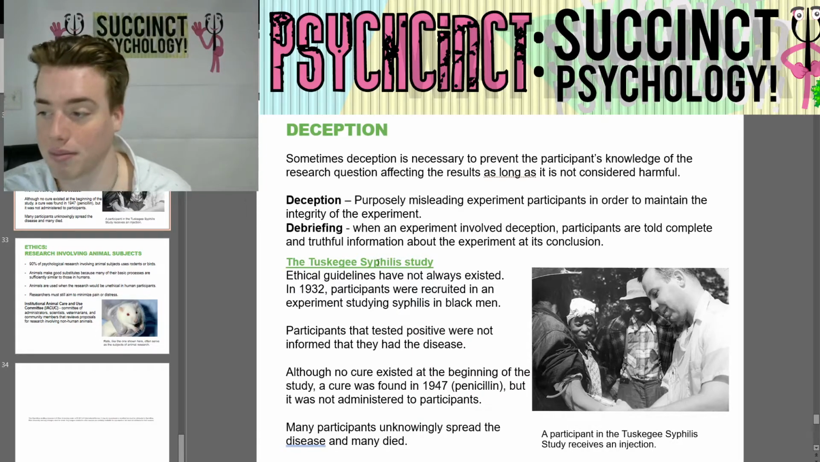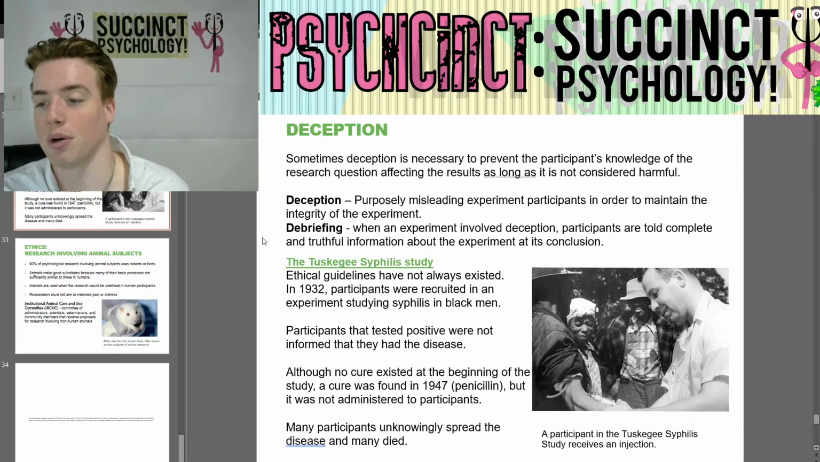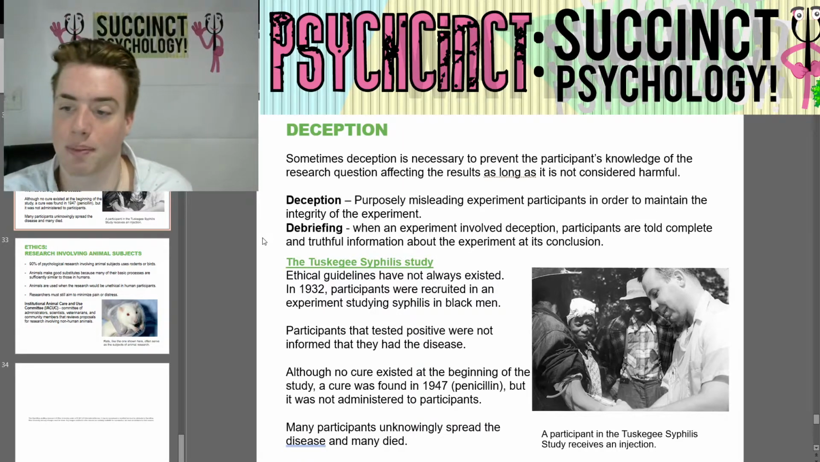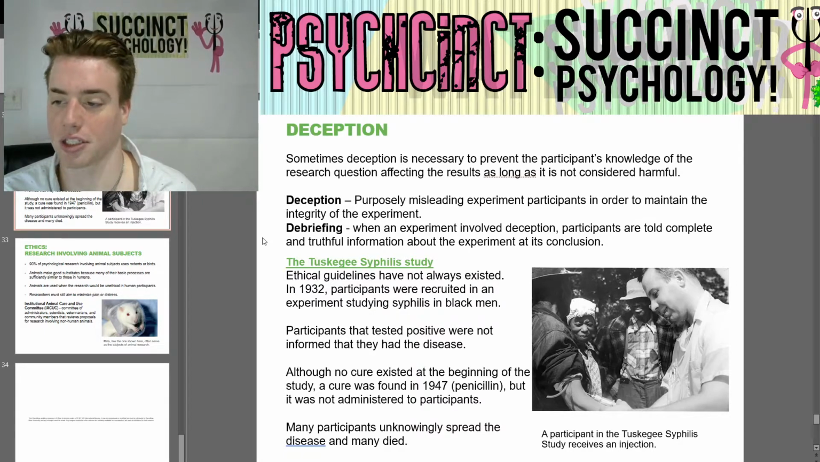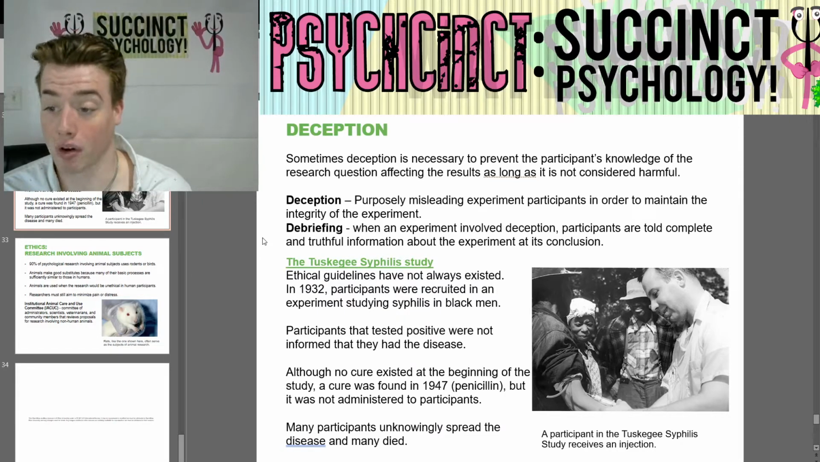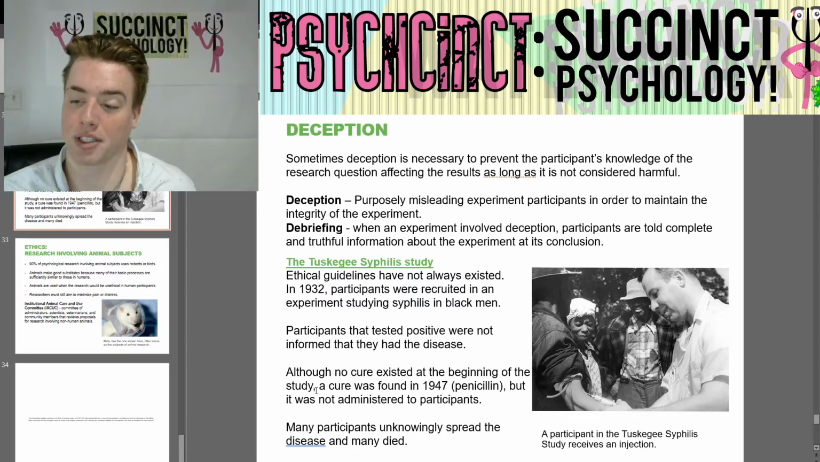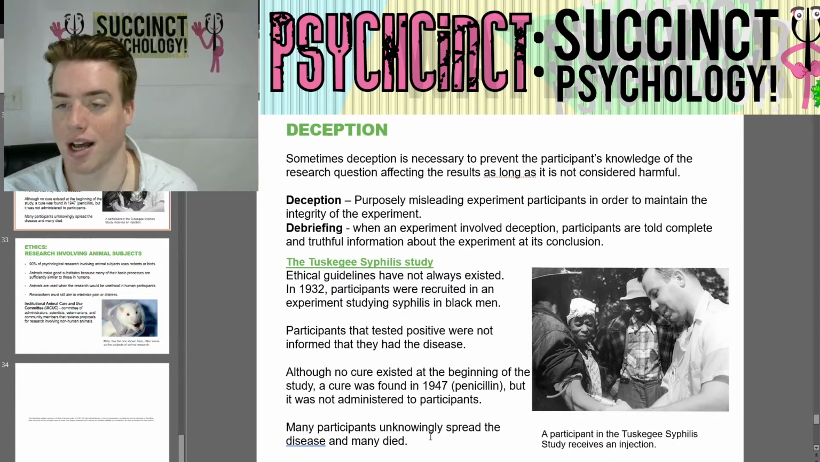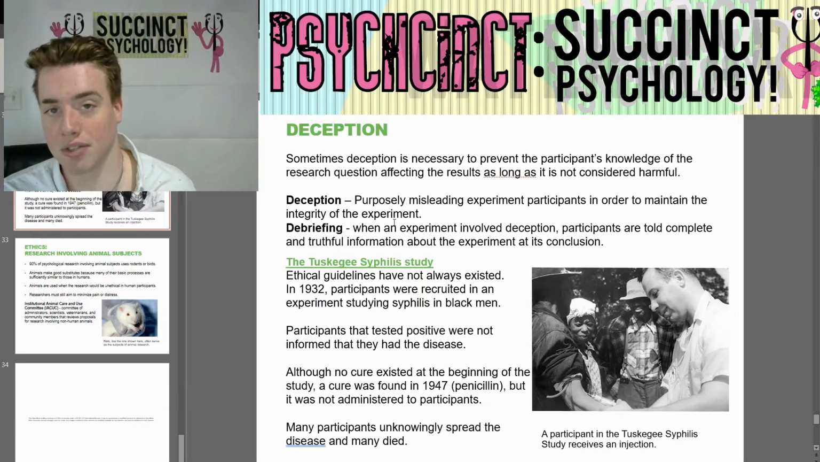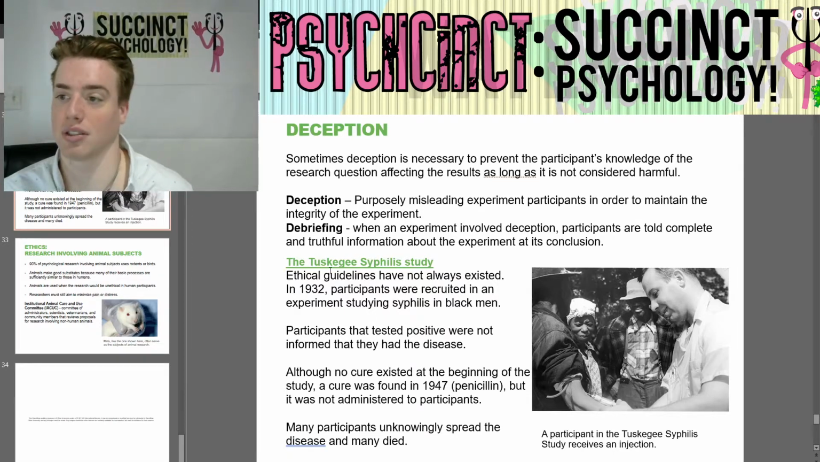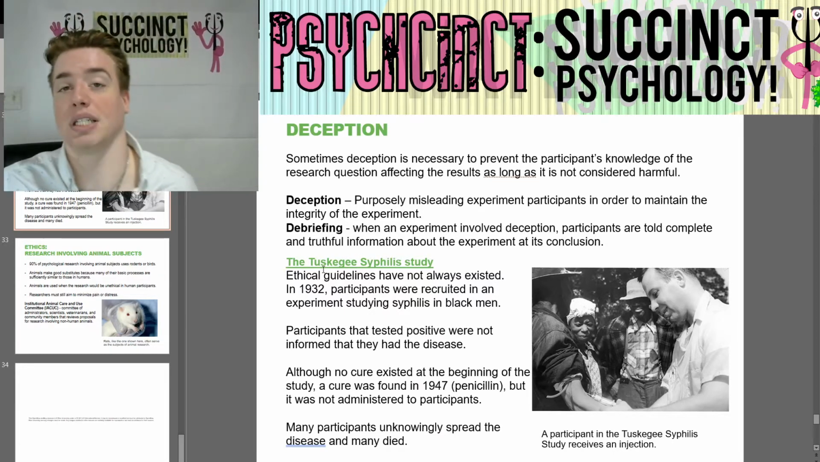An example of when researchers did not use debriefing was the Tuskegee syphilis study. Ethical guidelines have not always existed, obviously. In 1932, participants were recruited in an experiment studying syphilis in black men. The participants that tested positive were not informed that they had the disease. Although no cure existed at the beginning of the study, a cure was found in 1947 in the form of penicillin, but it was not administered to participants. Many participants unknowingly spread the disease and many died. That's because they weren't debriefed. They were deceived and also not debriefed, which is nowadays a huge violation of the IRB's ethics with human research subjects.